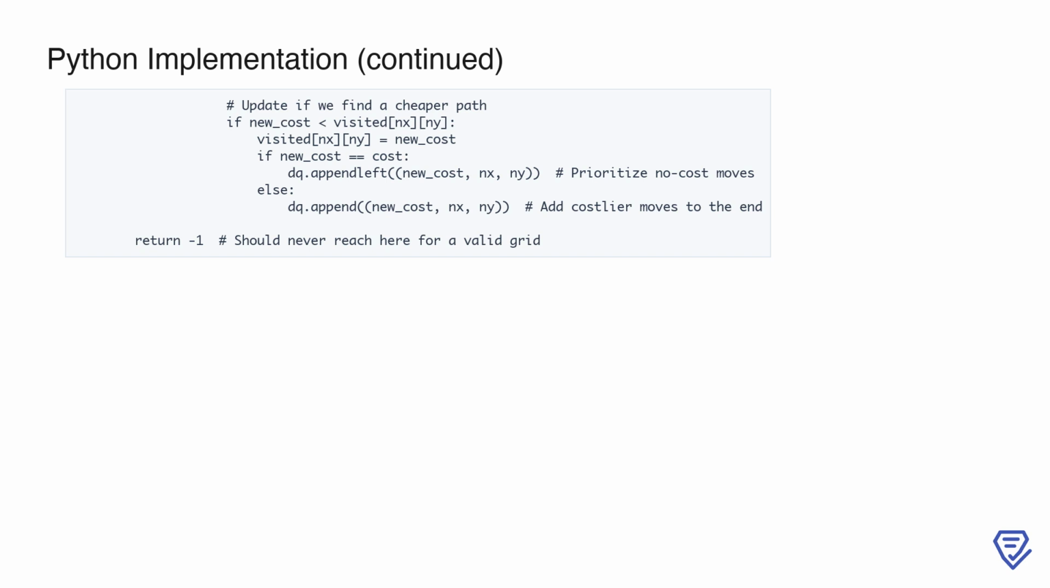Next, we determine the cost of moving to this new cell. If the direction aligns with the arrow in the current cell, the move has no additional cost, otherwise, we add 1 to the cost. Now, if the newly calculated cost is less than the previously recorded cost for this cell in the visited matrix, we update the cost for this cell in the visited array. Depending on whether the move incurred additional cost, we either append the new state to the front of the deque for priority or to the end for less urgent processing.